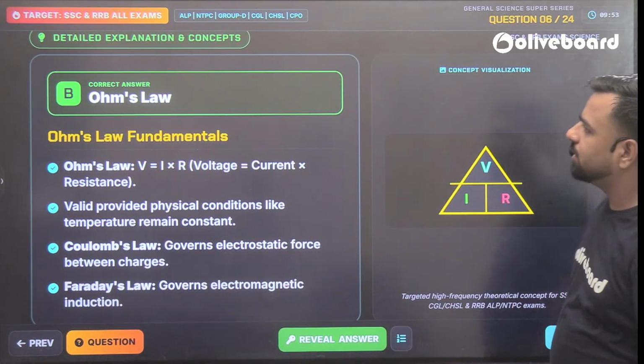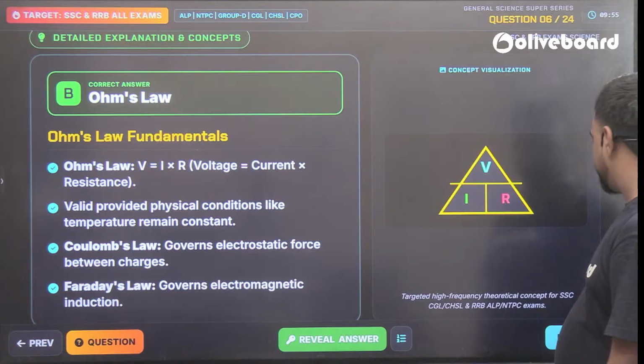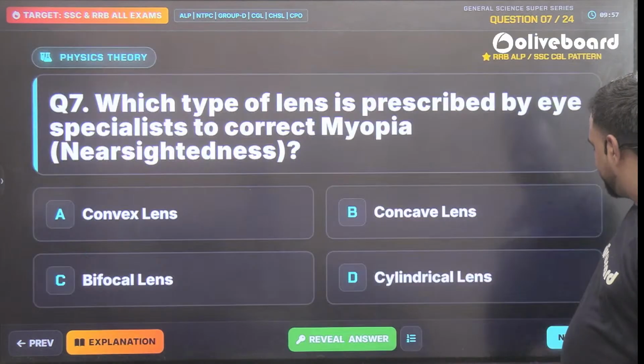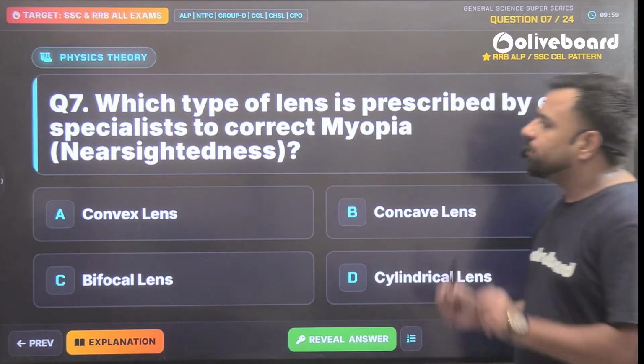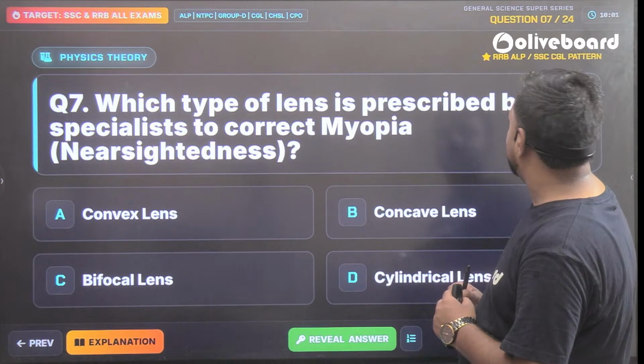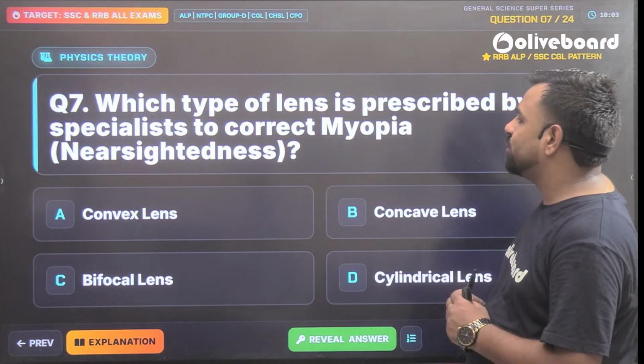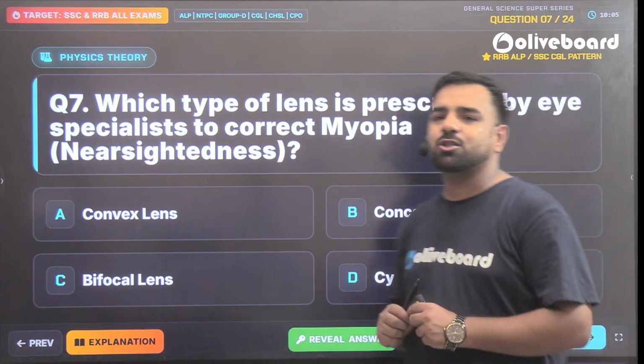Next, so here 6 questions are done. Here we have the 7th question, and the question is: Which type of lens is prescribed by the eye specialist to correct myopia, which is also known as nearsightedness?